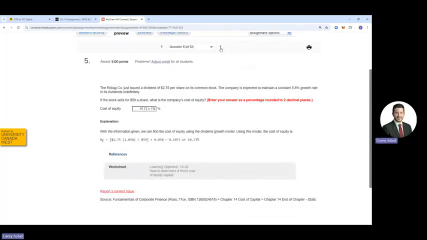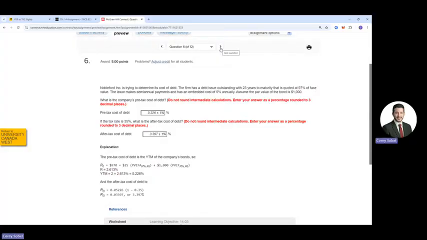Okay, so that one's cost of equity. We already looked at an example of that. Cost of debt. Cost of debt, we calculated in class using our calculator. So if you enter the information into our calculator, we're actually able to calculate the cost of debt.